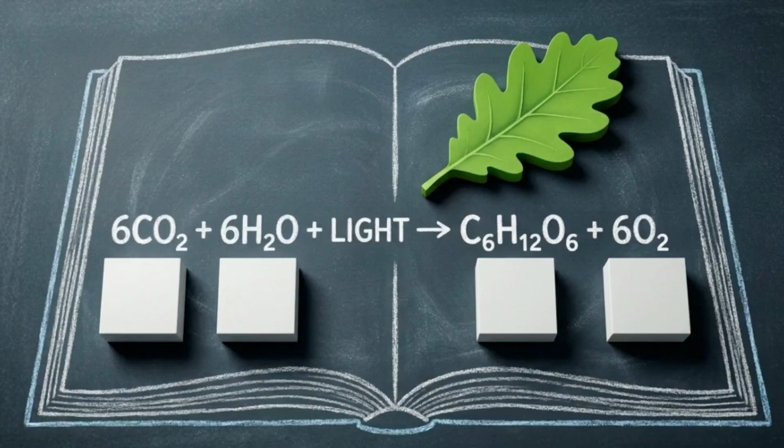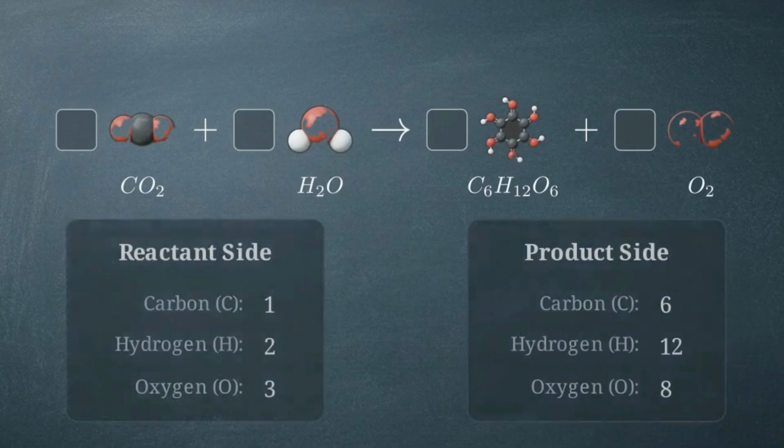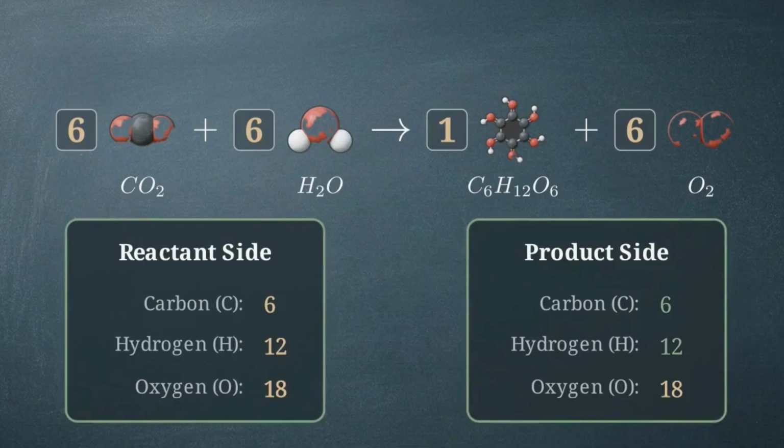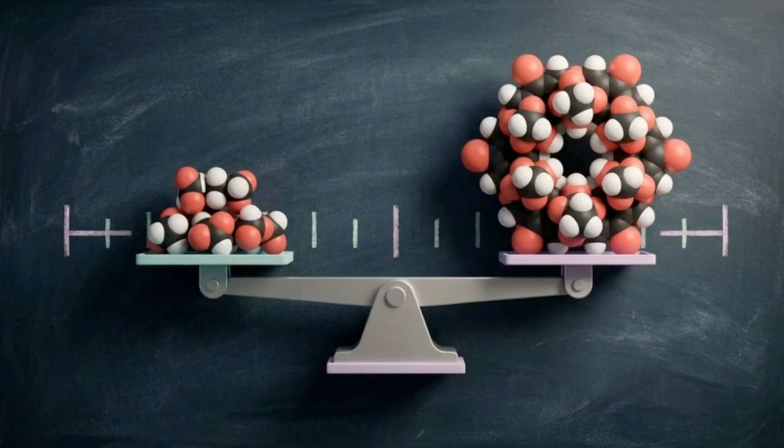To reflect the actual laws of physics, this equation must be perfectly balanced. We achieve balance using coefficients, numbers placed before formulas indicating molecule quantities. On the reactant side, we add a 6 to both carbon dioxide and water. This yields exactly 1 glucose molecule and requires a 6 for oxygen to balance the remaining atoms. With these coefficients in place, every single atom is accounted for, and the number of elements entering the reaction now equals the number leaving it.